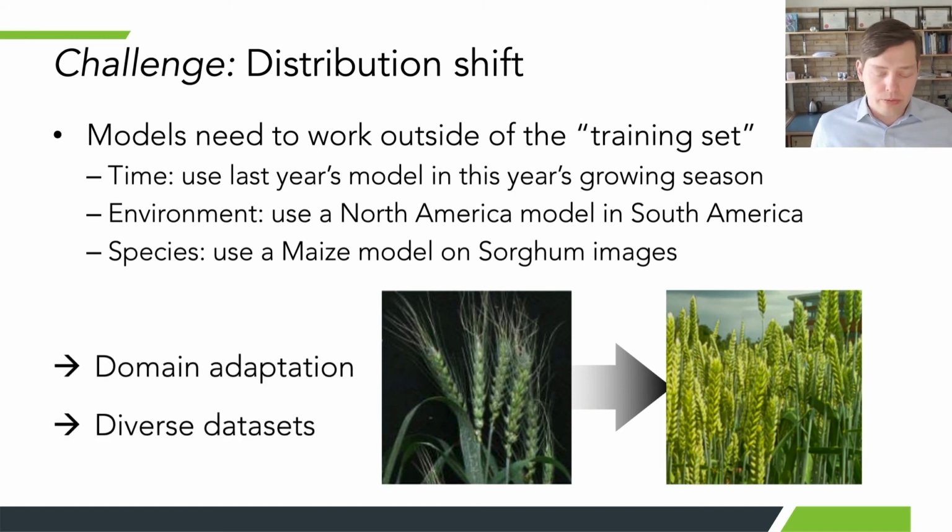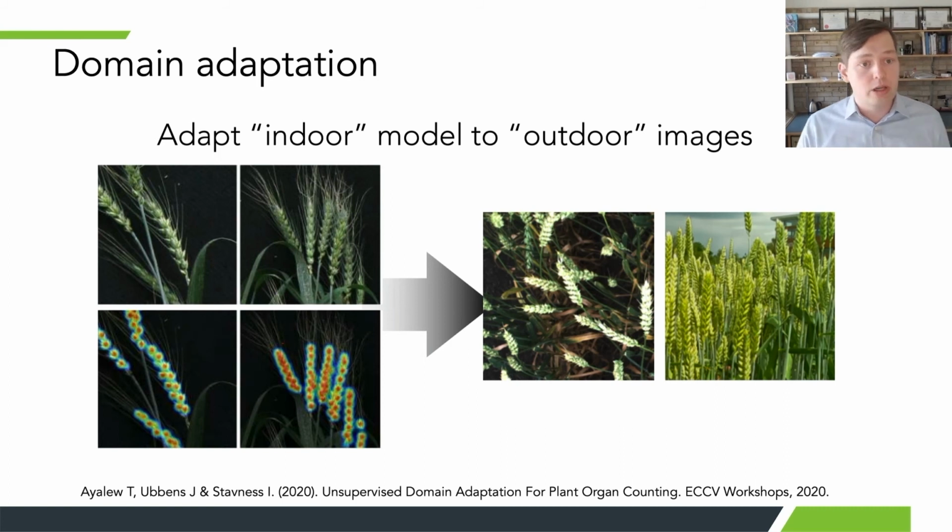There are two main ways that we can try to address this distribution shift challenge. One is a technical approach called domain adaptation. It's adapting a model for use in a new domain. Another approach is to generate more diverse data sets to begin with, to make more robust learned models. So we've done some work in domain adaptation.